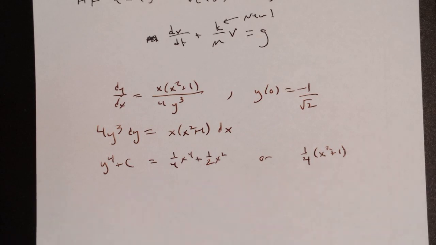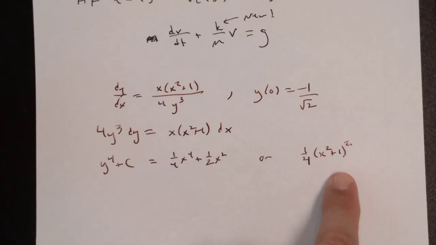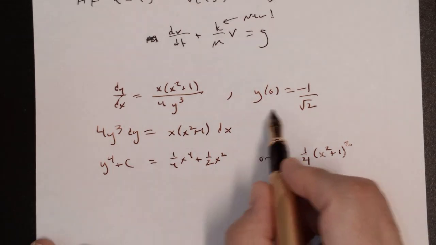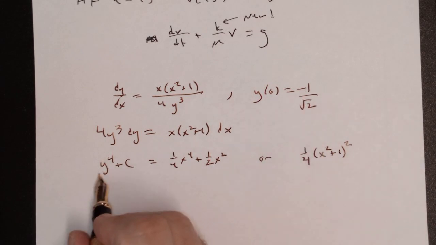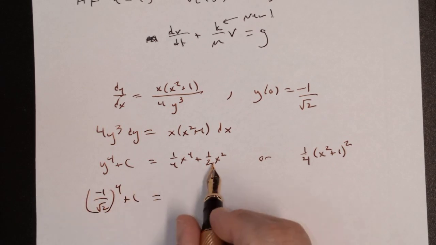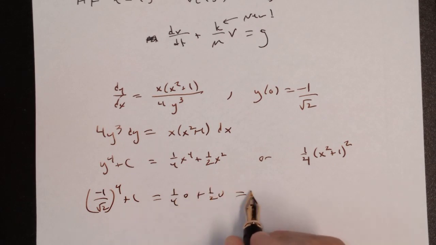Now, normally I put the c on the x side rather than the other side, so I'm just going to move the c over for the moment. But notice that if you do this, you're going to get a different value of c, because there's already a +1 in here, and there isn't here. Okay, so now I need to put in my initial conditions. y of 0 is negative 1 over the square root of 2, so negative 1 over root 2 to the 4th plus c. Zeros go here, so I get 1/4 of 0 plus 1/2 of 0, which is just 0.